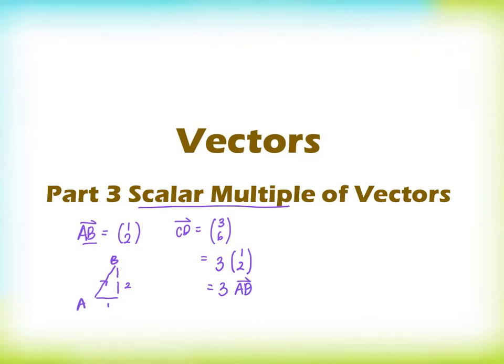If I were to put it in a diagram representation, I will have 3 units on the horizontal and 6 units on the vertical. This one will be C to D. Then this will be 3 units over here, 6 units over here. Now what do you notice about the two vectors? I will have A to B and C to D. They will be parallel to each other.